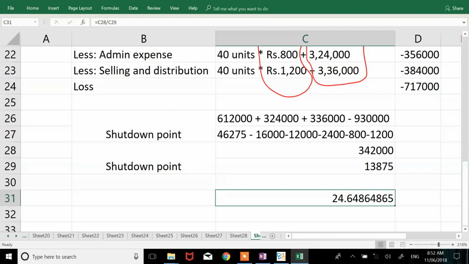So we are at 40%, obviously we will continue operating. Minimum I need 24% utilization. Beyond 24.64, I will continue operations. Below that, I will have to shut it down.